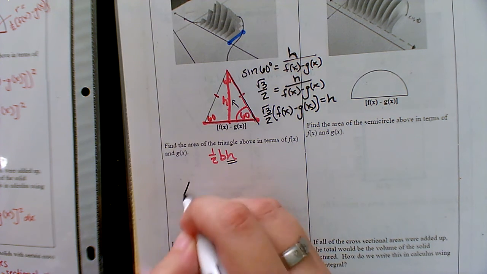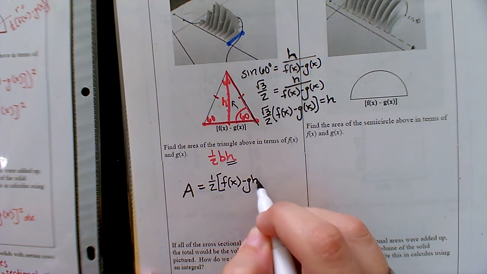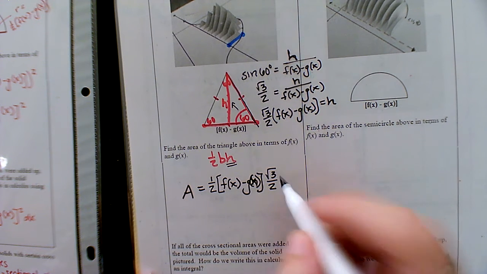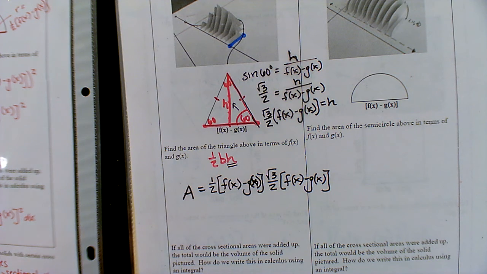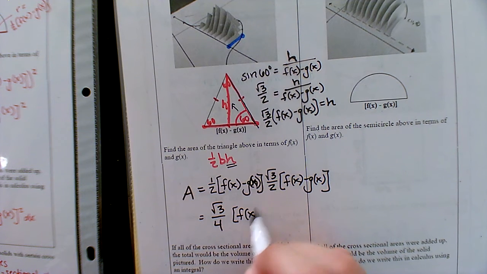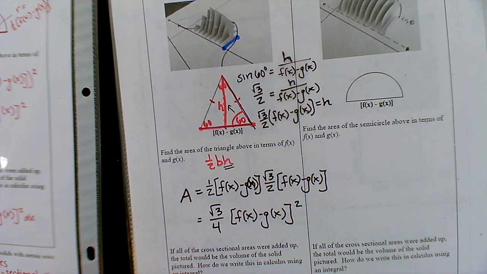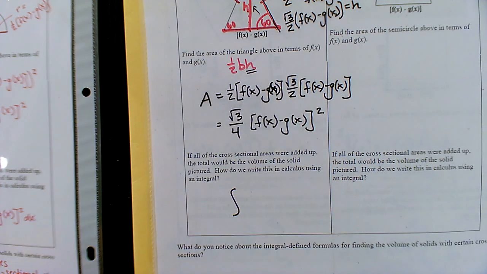So let's go ahead and represent this area of the equilateral triangle. We have 1/2 times the base, which was f of x minus g of x. And then we got to multiply by the height, which we just found was the square root of 3 over 2, times another f of x minus g of x. So if we combine these together, it looks like we have the square root of 3 over 4 if we multiply the fractions together, and then an f of x minus g of x squared. So if that's the area of every single triangle you cut, we want to add all those together, aka integral. We're going to sum them all together just like our little rectangles from last year to find the volume.